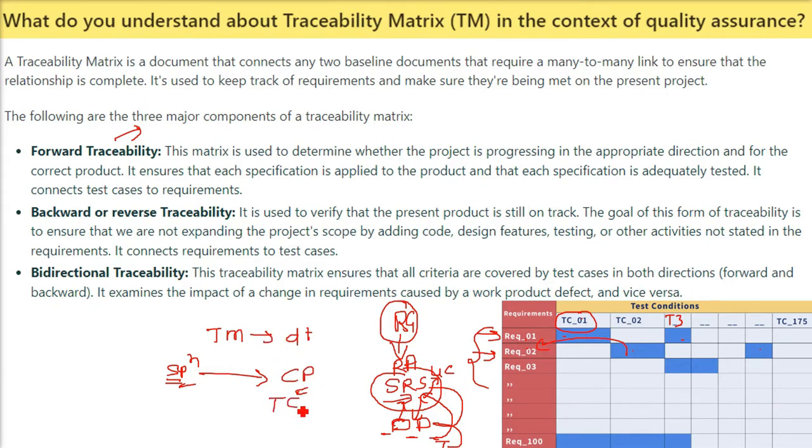There is also backward or reverse traceability. It is used to verify that the present product is still on track. The goal of this form of traceability is to ensure that we are not expanding the project scope by adding code, design features, testing or other activities not stated in the requirements. It also connects the requirements to the test cases. Previously, forward was test cases to requirements; backward is connecting requirements to test cases. I hope you got the difference. Now, bidirectional traceability ensures that all criteria are covered by test cases in both directions, forward and backward. Combine both forward and backward, and you get bidirectional traceability. It examines the impact of a change in requirements caused by a defect, etc.